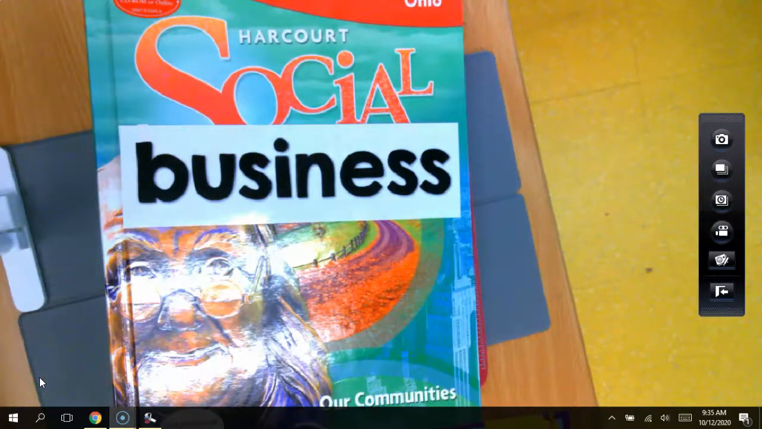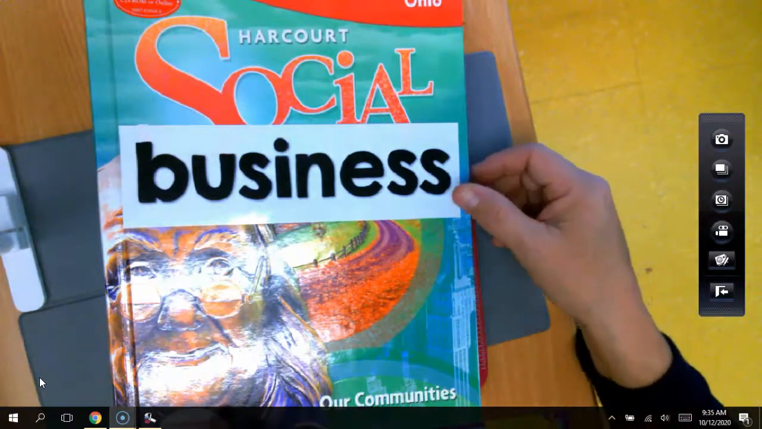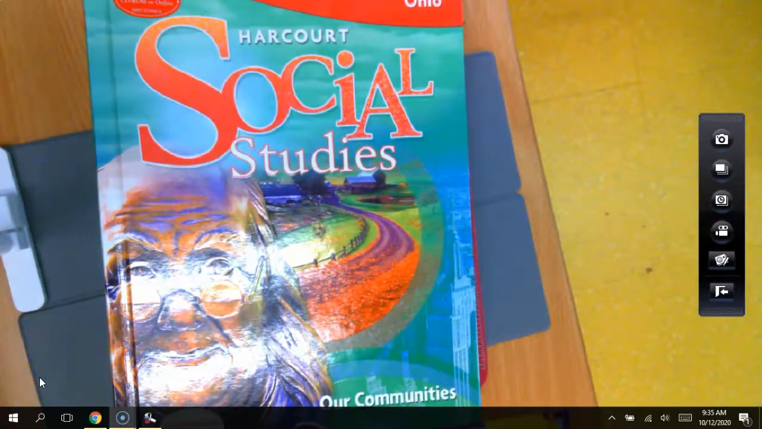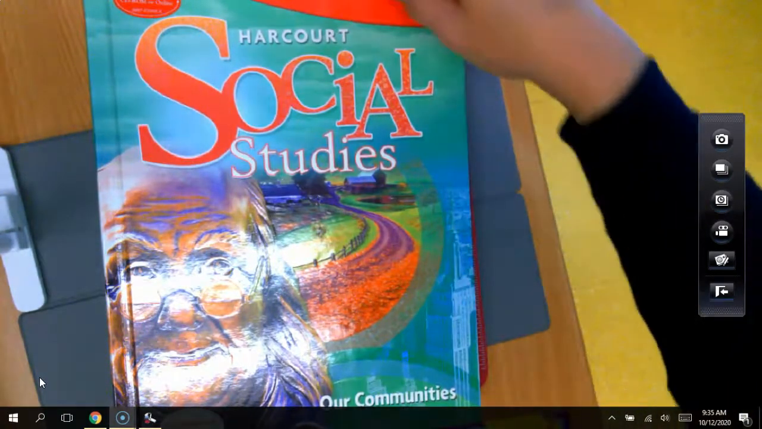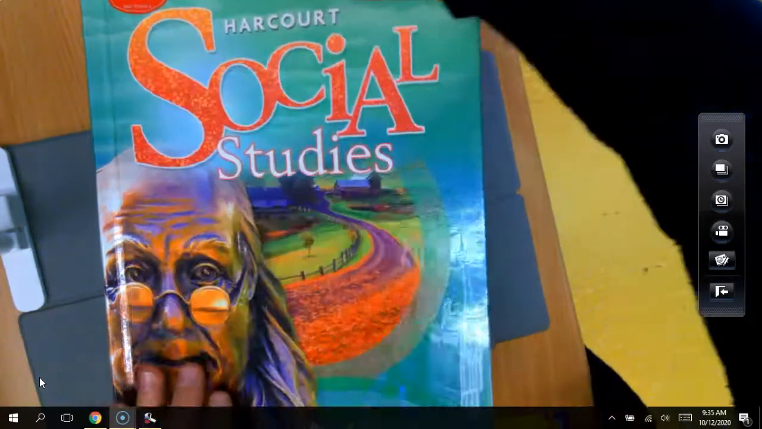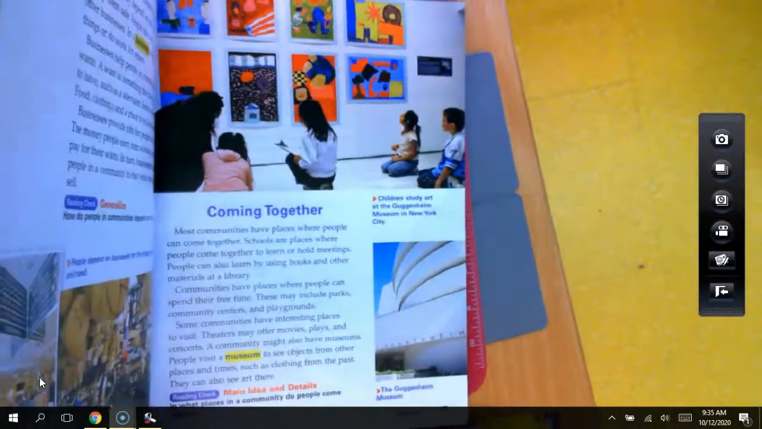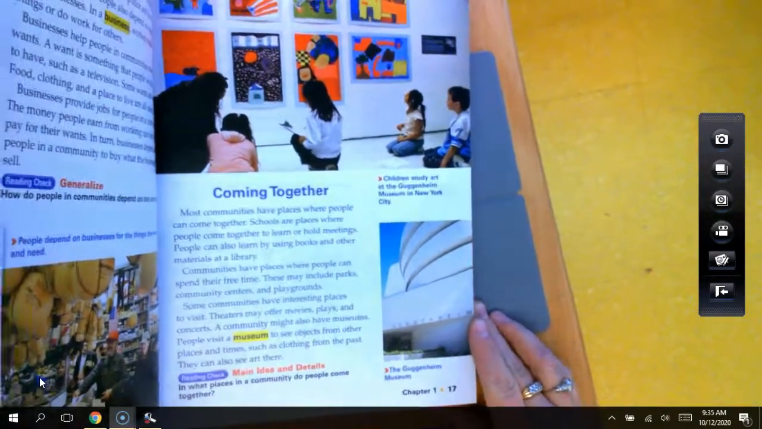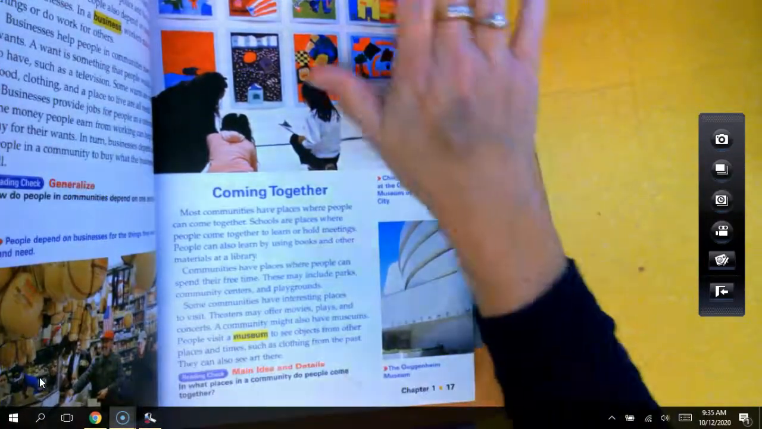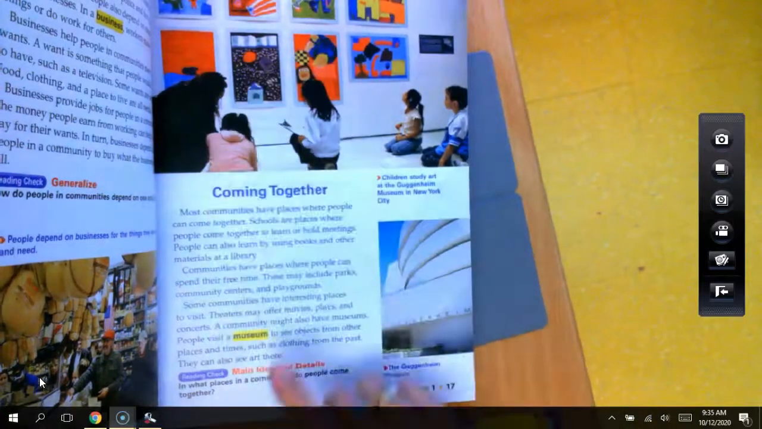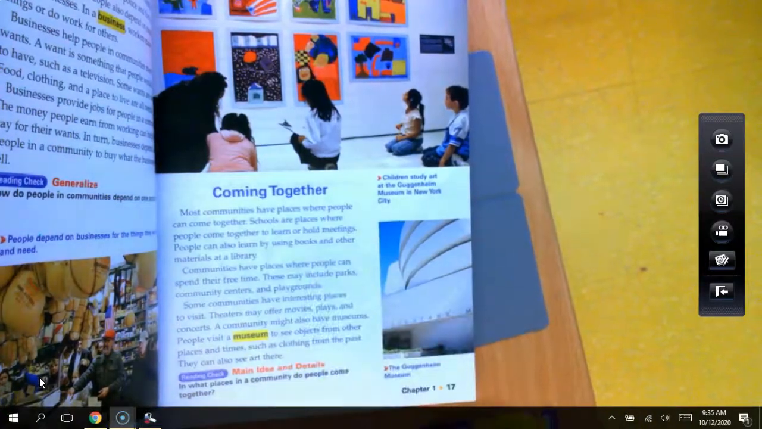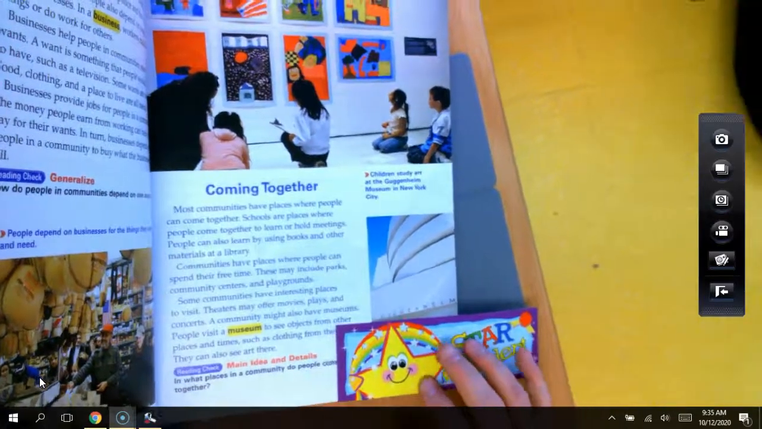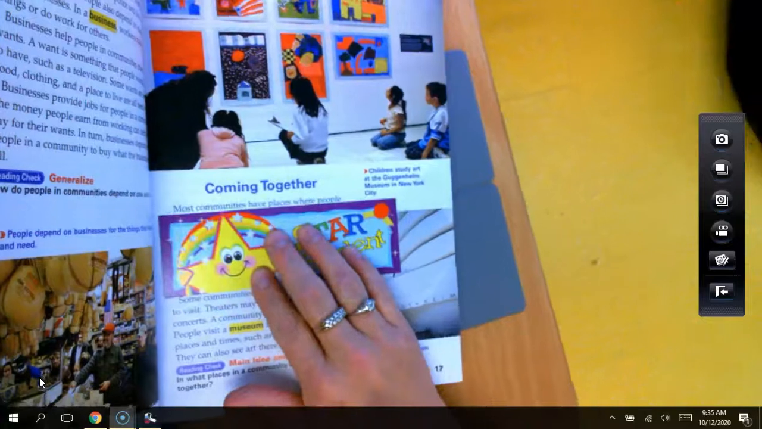So boys and girls, those are our vocabulary words that you learned about last week. So let's go ahead and get started with this week's lesson. I need you to grab your social studies books, and now please turn to page 17. Turn to page 17. This is what the page will look like. It's titled Coming Together. Follow along as I read Coming Together.